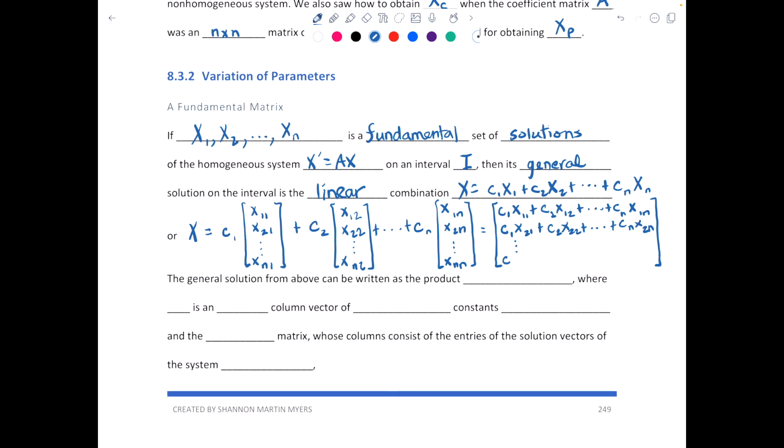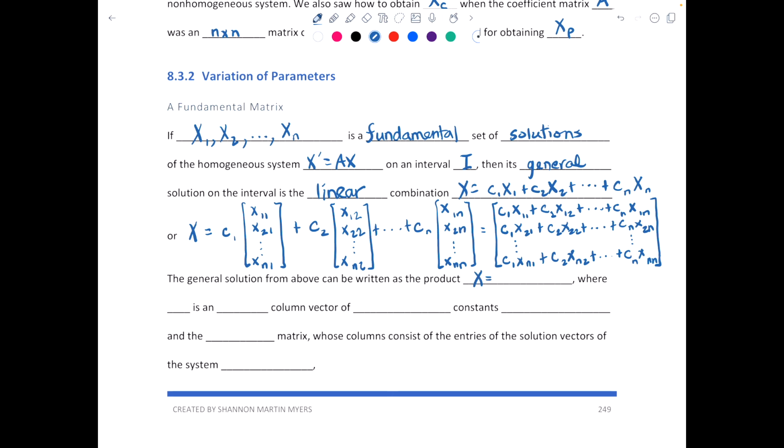So the last entry would be this sum, c1 xn1 plus c2 xn2, all the way down to cn xnn. And that is what our general solution, x, would be. Cool, cool?